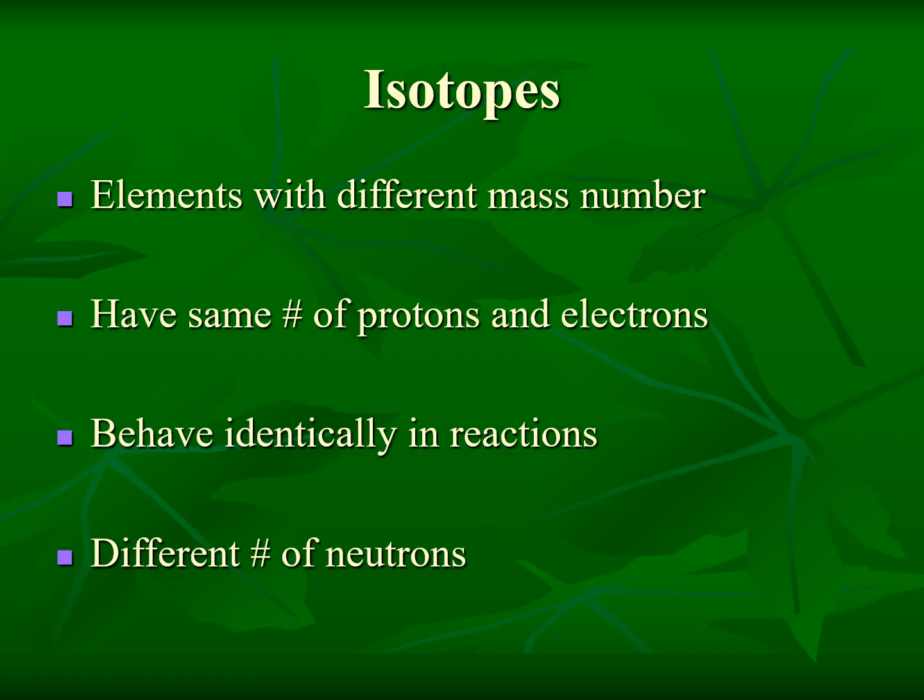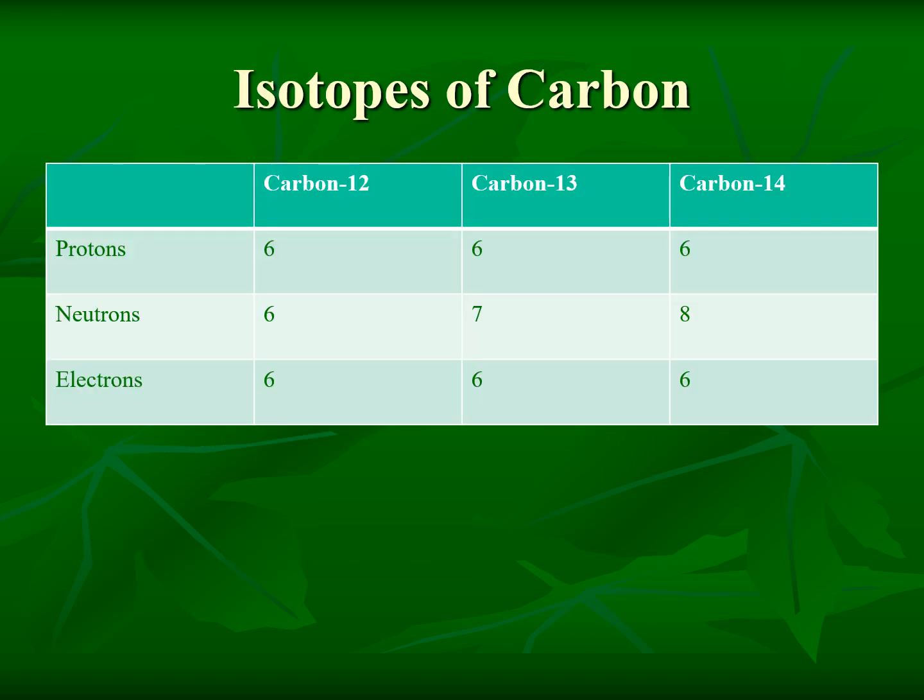Isotopes, this is a term where you have elements that have a different mass number. So they have the same number of protons and electrons, but they're going to have a different number of neutrons. They will behave identically in a reaction. So, as an example, carbon has several isotopes. Carbon normally has 6 protons, 6 neutrons, and 6 electrons. We refer to this as carbon-12. That would be the normal state.